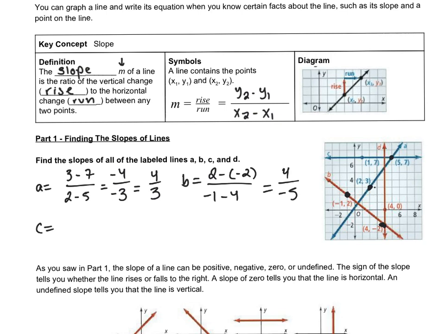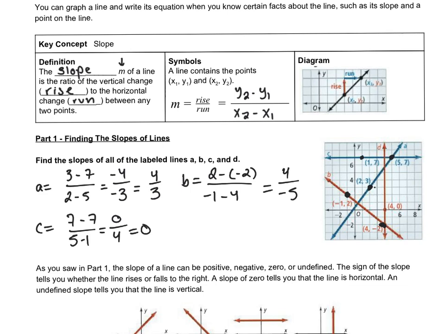And for C, we have (1, 7) and (5, 7). We'll call (1, 7) x1, y1, and (5, 7) x2, y2. So we have 7 minus 7 over 5 minus 1. 7 minus 7 is 0. 5 minus 1 is 4. 0 divided by 4 is 0. So if we have a slope that is 0, look at what type of line C is. C is a horizontal line. So when we have a slope of 0, it will be a horizontal line.